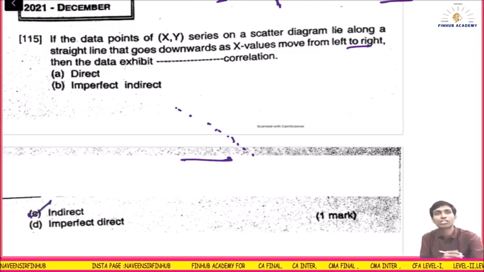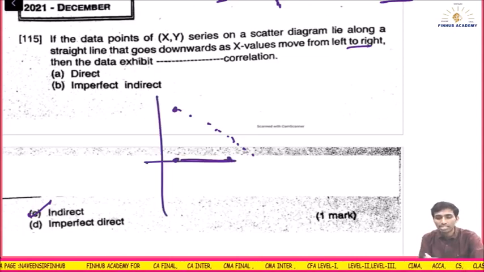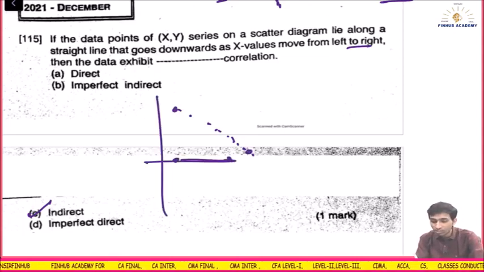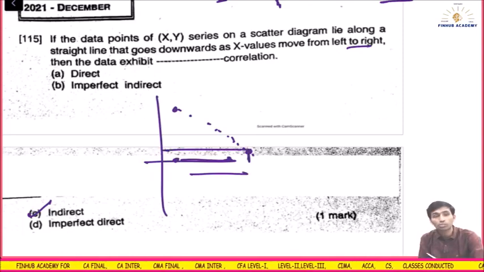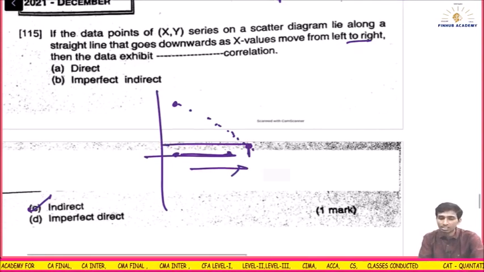Negative relationship means indirect, inverse relationship. When x is more, y is less. If I make it on the axis, when x is less, y is more. Understood? Inverse relationship. So it is indirect.